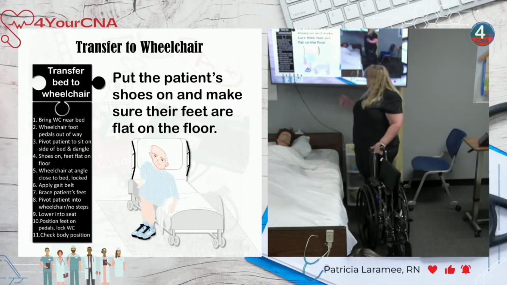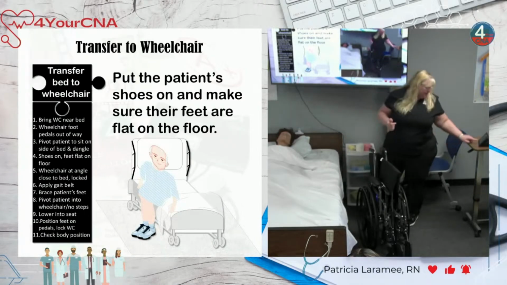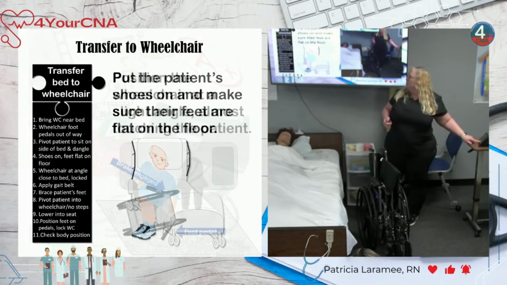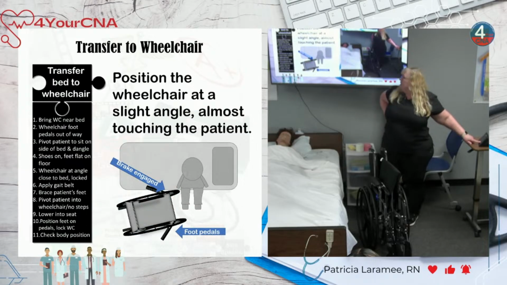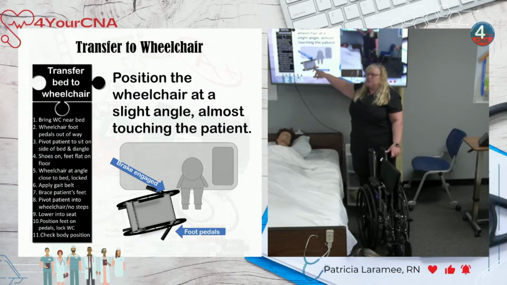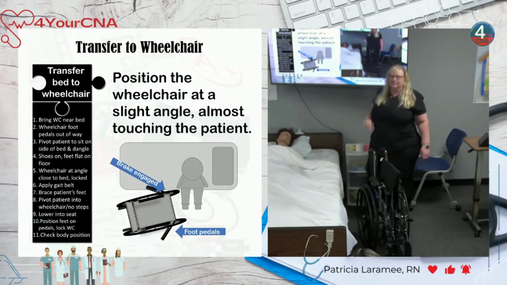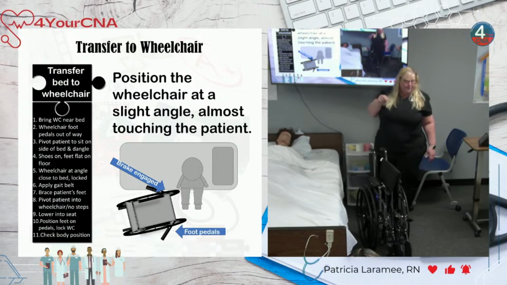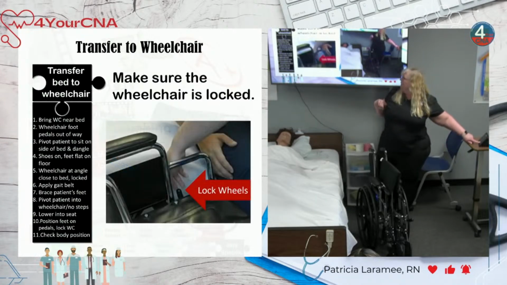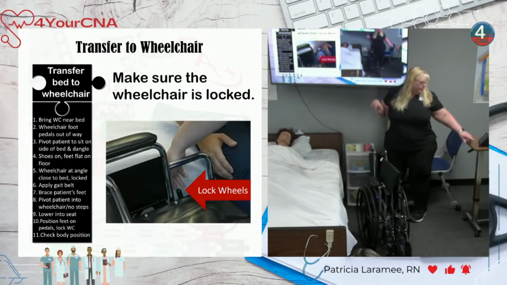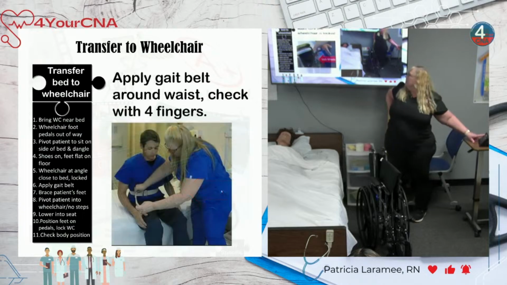Once you get them sitting on the side of the bed, we're going to put their shoes on. Make sure their feet are flat on the floor. Get the gait belt on, and then get the wheelchair positioned. Remember I said it's got to be close? This is even still a little too far away. I should only be able to fit a piece of paper between that wheelchair and that patient. Nothing else. Super close. We're going to lock those wheels before we transfer that patient.